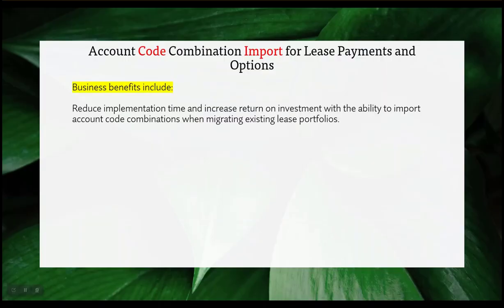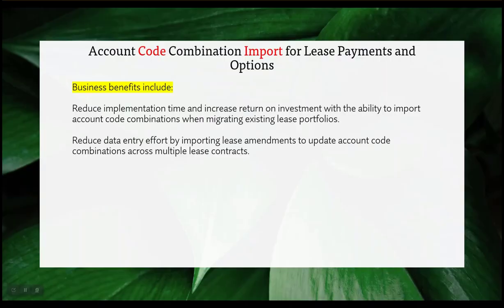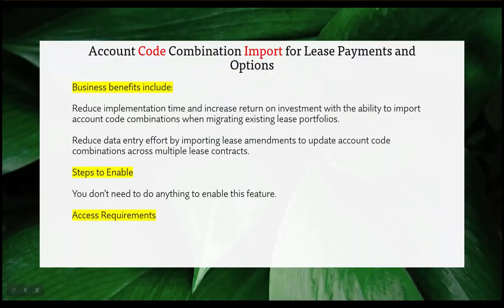What are the business benefits? Reduce implementation time, increase return on investment with the ability to import account code combinations when migrating existing lease portfolios. Reduce data entry effort by importing lease amendments to update account code combinations across multiple lease contracts. Steps to enable: again, you don't need to do anything to enable these features. Access requirement: you don't need any role or privilege access to set up and use this feature.